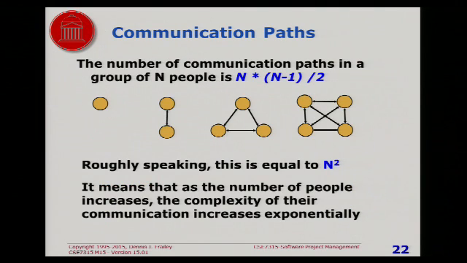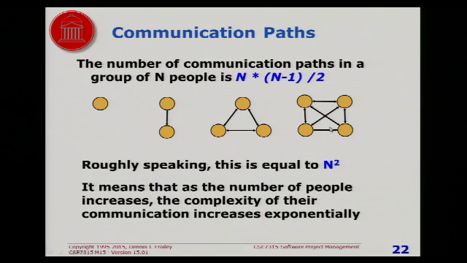Here's sort of an explanation as to why it becomes an issue. If you have n people, then the number of ways that people communicate among each other is n times n minus 1 over 2. So 1 person, unless they're schizophrenic, there's no communication required. If there's 2 people, there's 1 communication path. This is why pair programming works well. 3 people, all of a sudden you have 3 communication paths. 4 people, you now have 6 communication paths.